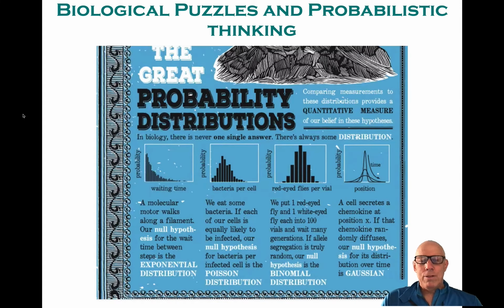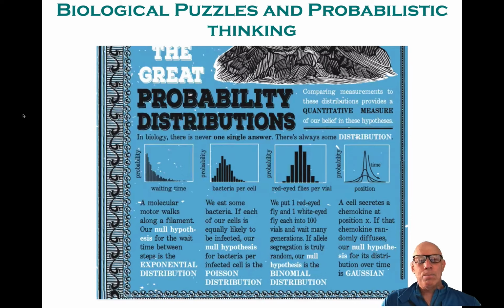Welcome to the first of the vignettes. It's about biological puzzles and probabilistic thinking. So, what I want to do in the next couple of vignettes is try to really drill down into the way we use probability distributions to clarify our thinking about a whole myriad of different questions.